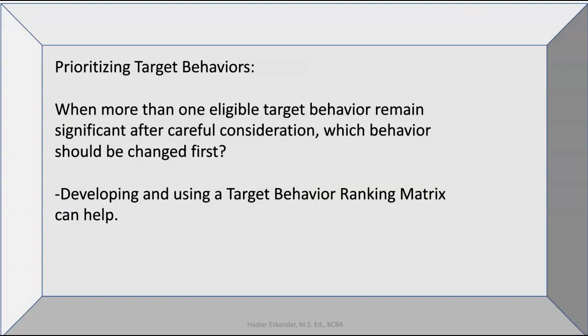Prioritizing target behavior, so it's important to know what to start with. When more than one eligible target behavior remains significant after careful consideration, which behavior should be changed first? And there's a form that I will show you from the chapter, and it's like a matrix, it's going to tell you how to calculate which behavior should be worked on first.